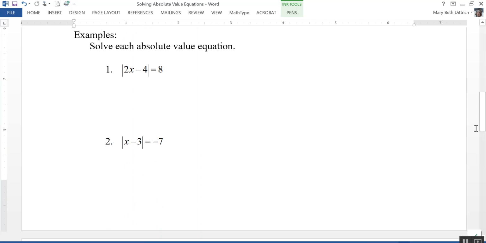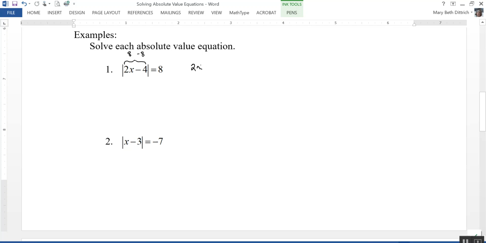Here we have the absolute value of 2x minus 4 is equal to 8. So my absolute value bars in this case are isolated. There's nothing being multiplied by the absolute value expression. There's nothing being added or subtracted to it. So at this point, remember this stuff here, the 2x minus 4, that's what's between the bars. That can either be an 8 or it can be a negative 8, because the absolute value of 8 is going to give me 8. The absolute value of negative 8 is also going to give me a positive 8.